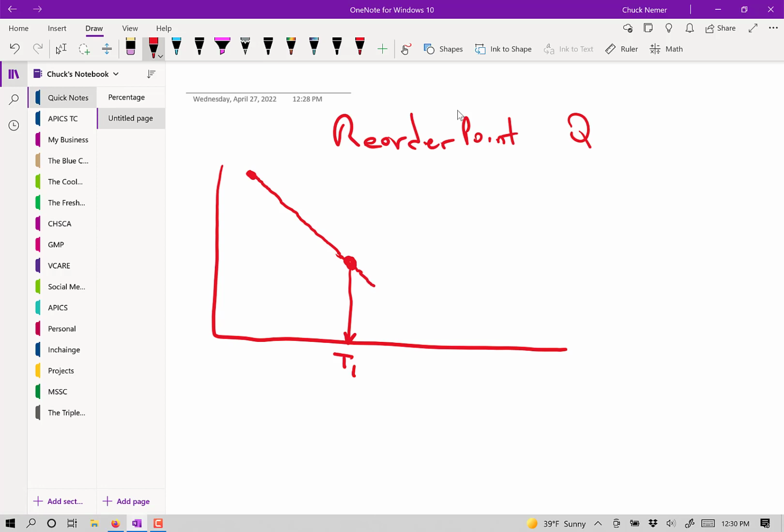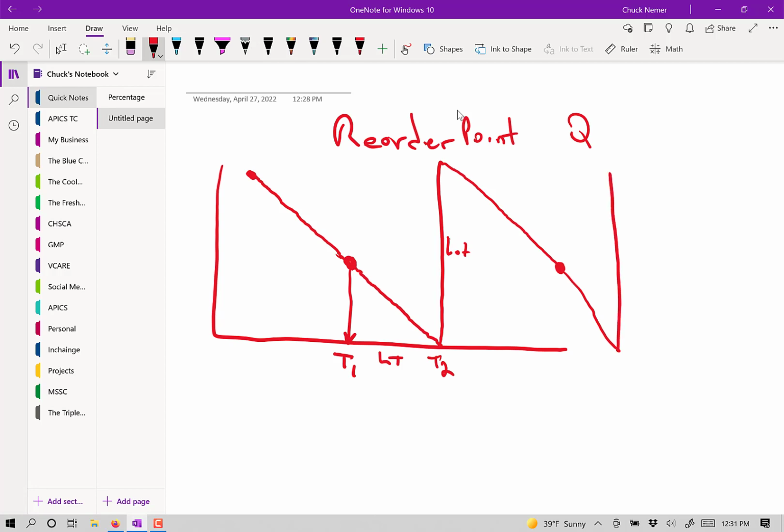Then we continue to use that inventory until, in a perfect world, in theory, we would just about run out, and then the lot would come back in and inventory goes back up. The time frame between T1 and T2 is the lead time, whatever that is. Then the lot size comes in and the cycle repeats itself: we continue to use inventory until it hits the reorder point again, we place the order, and the cycle continues.